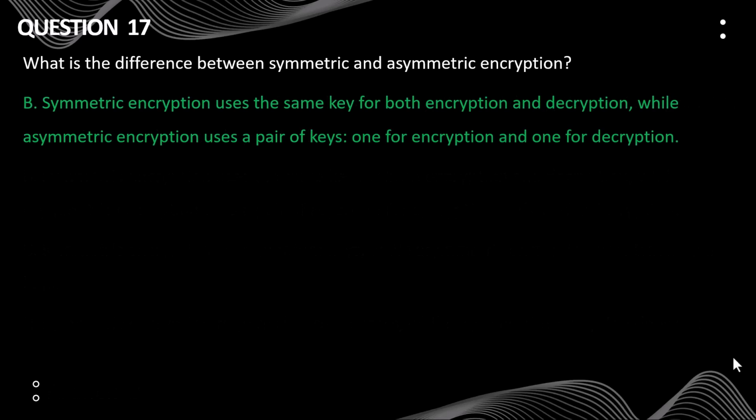Symmetric encryption uses the same key for both encryption and decryption, while asymmetric encryption uses two keys, one for encryption and the other for decryption. So that's the major difference between symmetric and asymmetric. When you think of symmetric, think of same key, single key. So that should give you a clue that one key is used for encryption and decryption, while asymmetric uses two keys, one for encryption, one for decryption.